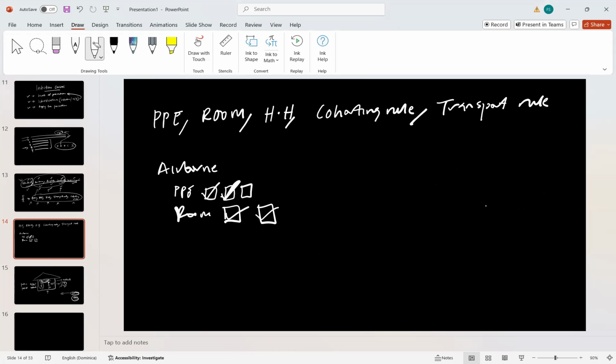Right. So now next is hand hygiene. Now, what hand hygiene do we use for airborne?